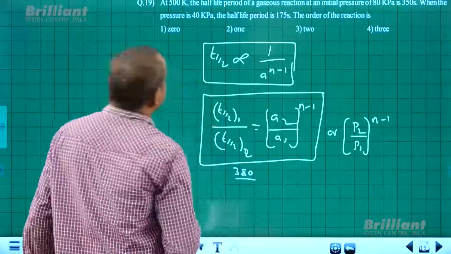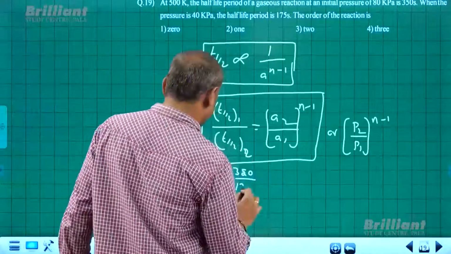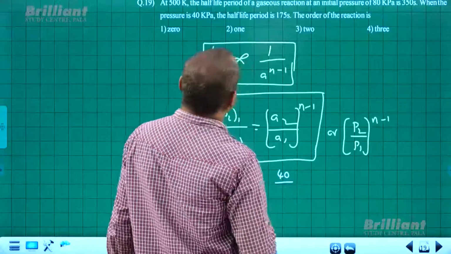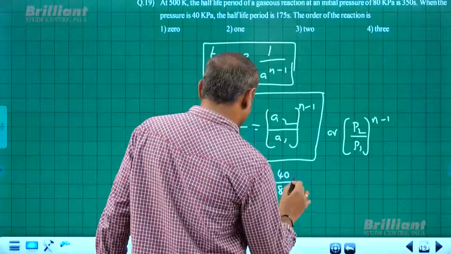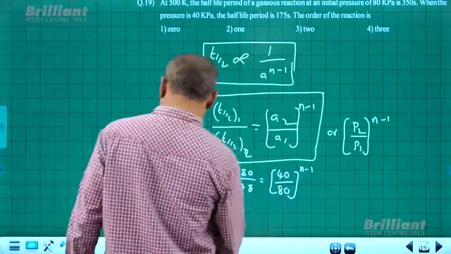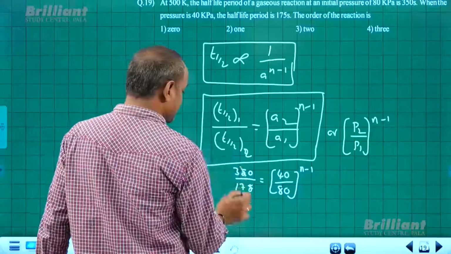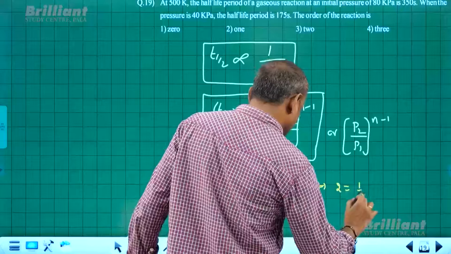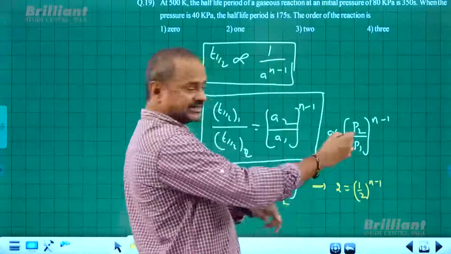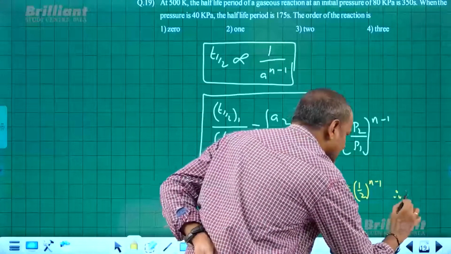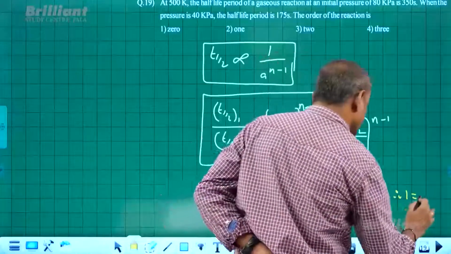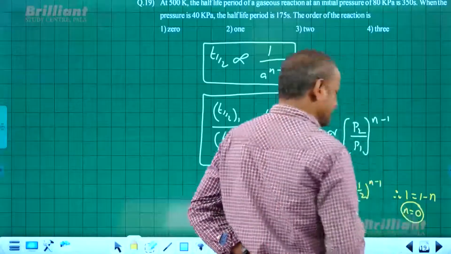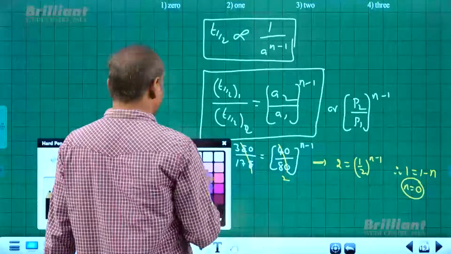350 divided by second one is 175, which is equal to second concentration 40 kilopascal over first one 80 kilopascal raised to n minus 1. So 2 times cancel this by 2 times. So 2 is equal to 1 by 2 raised to n minus 1. Take reciprocal. Therefore 1 is equal to 1 minus n, which is equal to 0. So it is called zero order reaction.